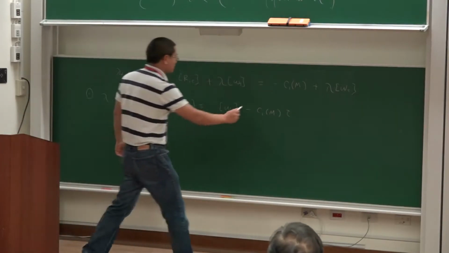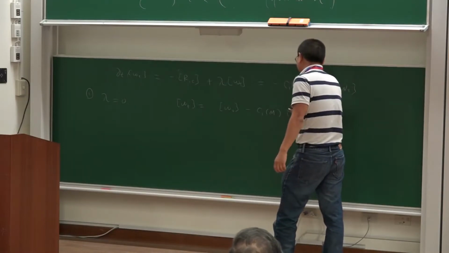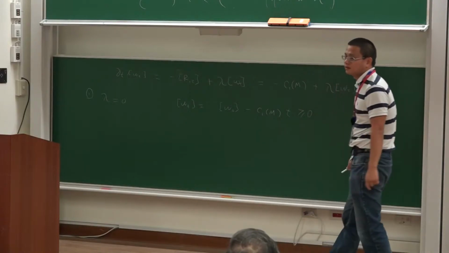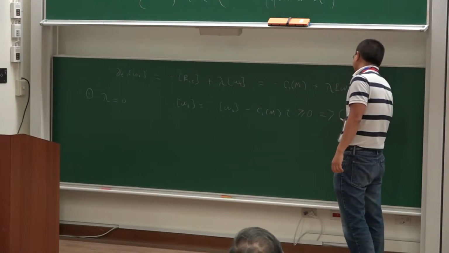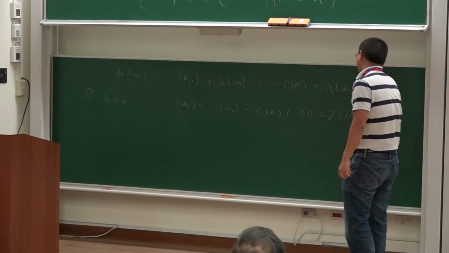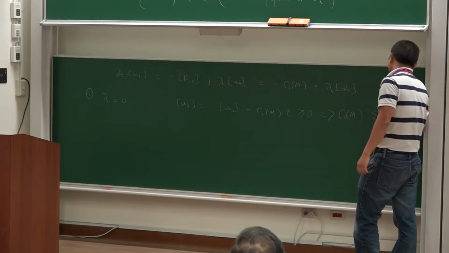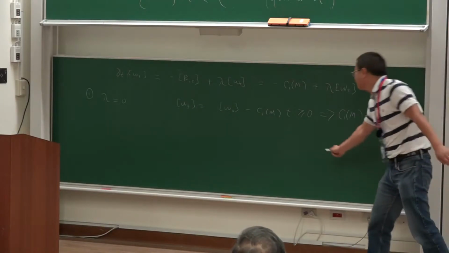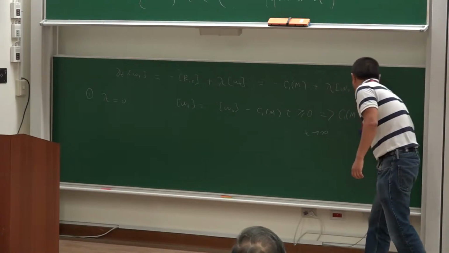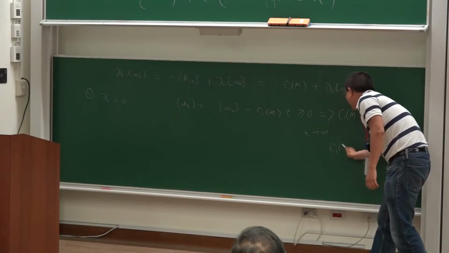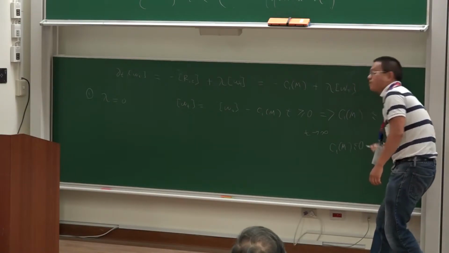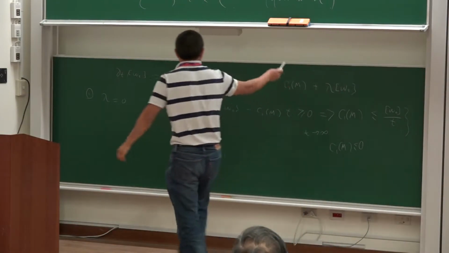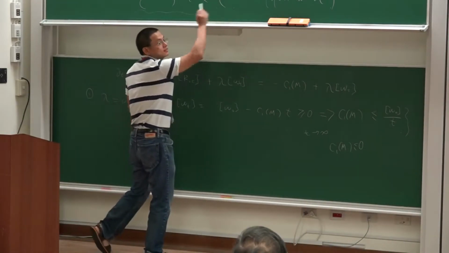And you know, for each t, this is greater or equal to 0. So that means c1(M) will be less or equal to omega 0 over t. Now you let t tend to infinity, and what you obtain is that c1(M) is less or equal to 0. All right. And then we have this second condition.